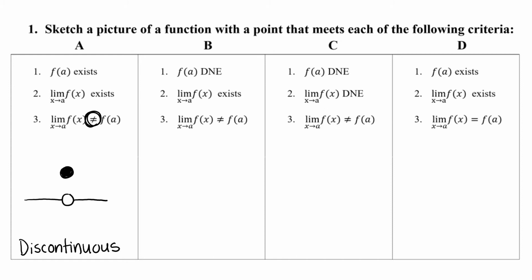So f of a does not exist, so that's undefined, but the limit as x approaches a of f of x does exist. And of course, if one of them doesn't exist, they can't be equal to each other. So here we have that our limit exists, but f of a does not exist. This is also discontinuous.